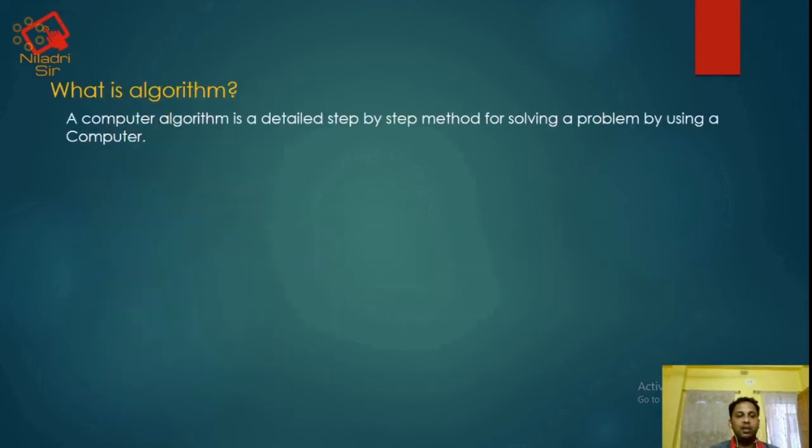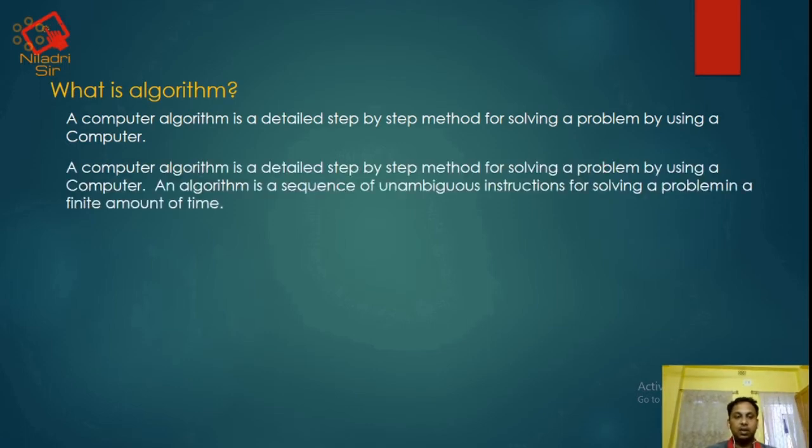So at first, what is an algorithm? An algorithm basically is a detailed step-by-step method for solving a problem by using a computer. So it is a step-by-step process. Next, a computer algorithm is a detailed step-by-step method for solving a problem by using a computer. An algorithm is a sequence of unambiguous instructions for solving a problem in a finite amount of time.